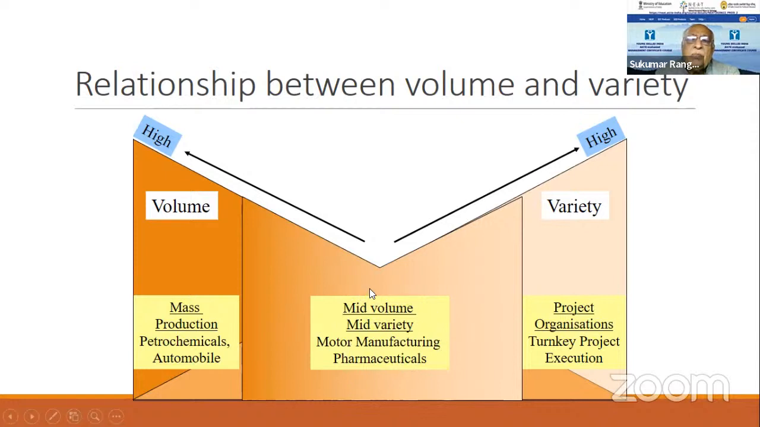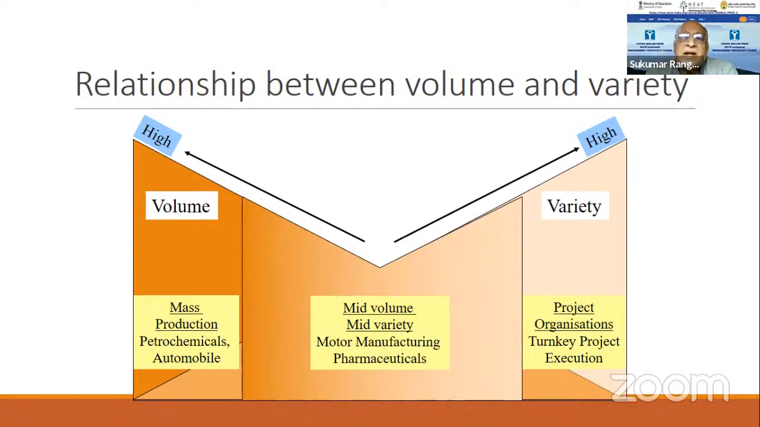Then you have mid volume, mid variety. We saw about here motor manufacturing. In fact, I used to work for this company called Crompton Greaves, who make motors. We make right from 0.25 HP to 100, 500 HP motors. Now you don't need, let's say, a 100 HP motor in hundreds and thousands. They're in lower volume. Whereas a 3 HP motor, which is very common, is produced in large volumes.